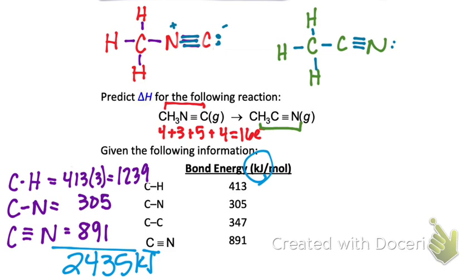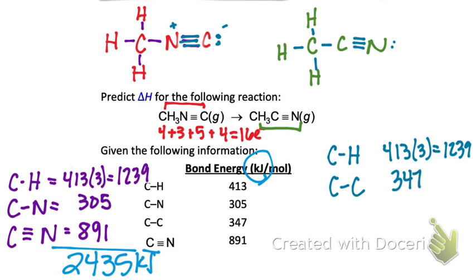All right, so let's count our types of bonds and energies here. We've got carbon to hydrogen bonds again. How many of them? 413 times 3, which we already did. 1239. Okay, second type we've got carbon to carbon, which is 347. We only have one of them, and then we've got carbon triple bonded to nitrogen. That's how that came up with that. Okay, 891. So I'm gonna add those up.